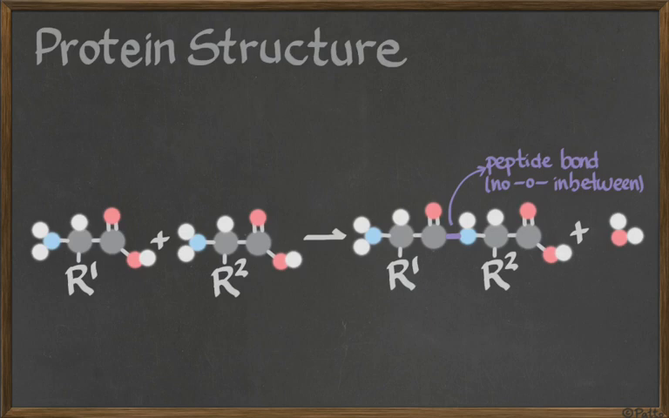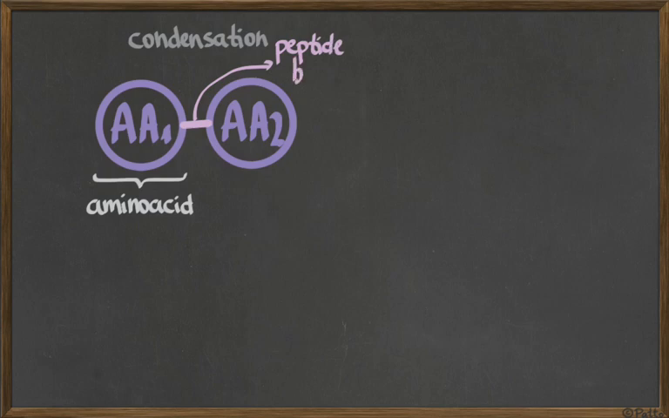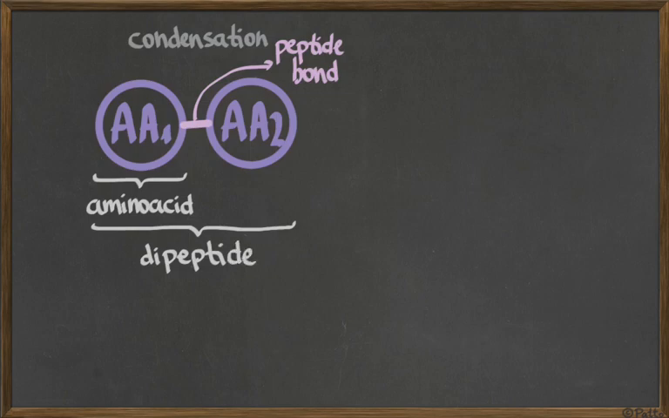So basically, if you want to make any kind of protein, you are going to get one amino acid and put it together with another amino acid. The condensation process will make a peptide bond. And when you have that, you don't have an amino acid anymore, you have a dipeptide. Peptide is a name for protein. Dipeptide, two of them together.